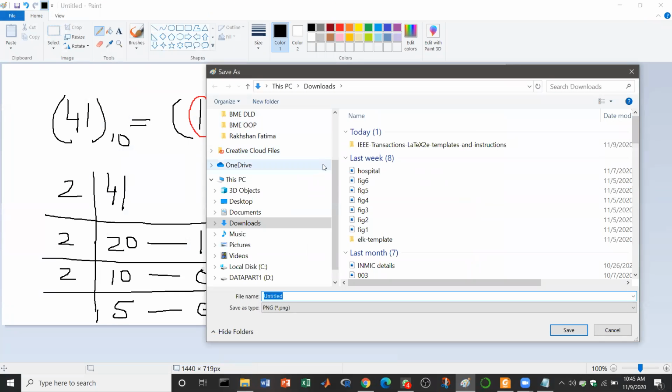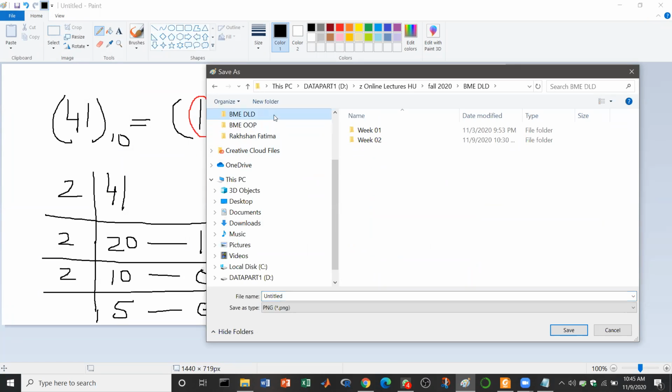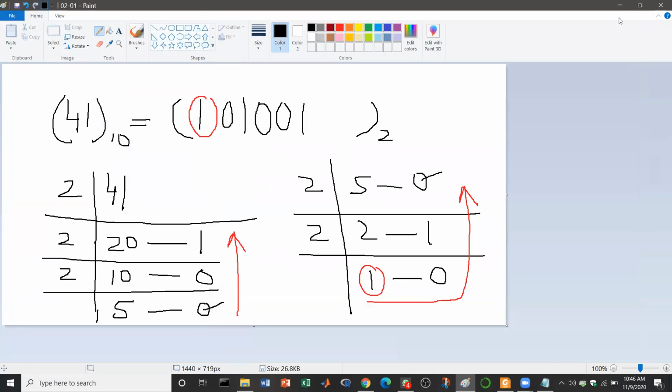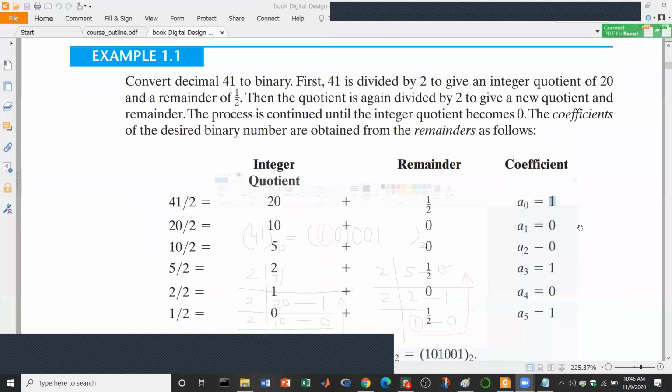I have to save this so that I can share it with you sometime. So we are in the second week, and this is our page number 1. So this is the way how this example 1.1 works.